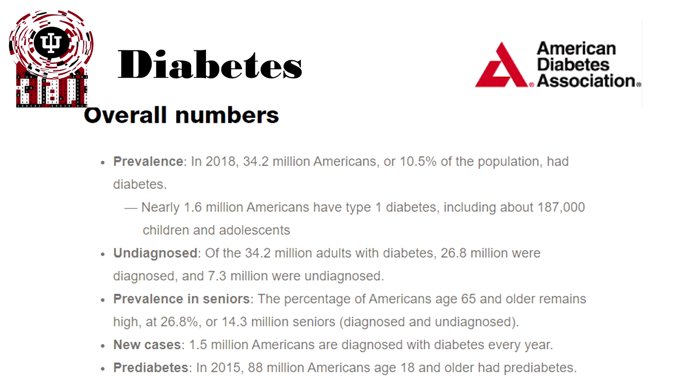Prevalence in the senior population is significantly higher, with about 25 to 26% of the population over the age of 65 having diabetes. And this accounts for about 1.5 million new cases diagnosed every year.